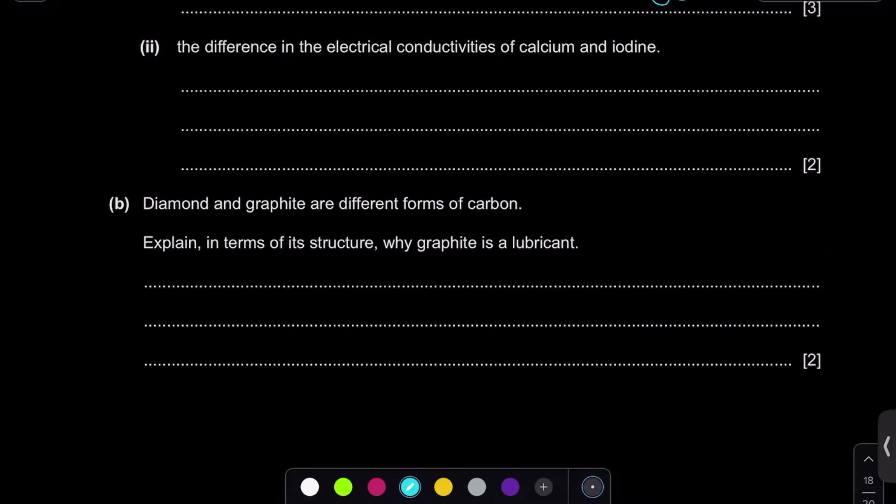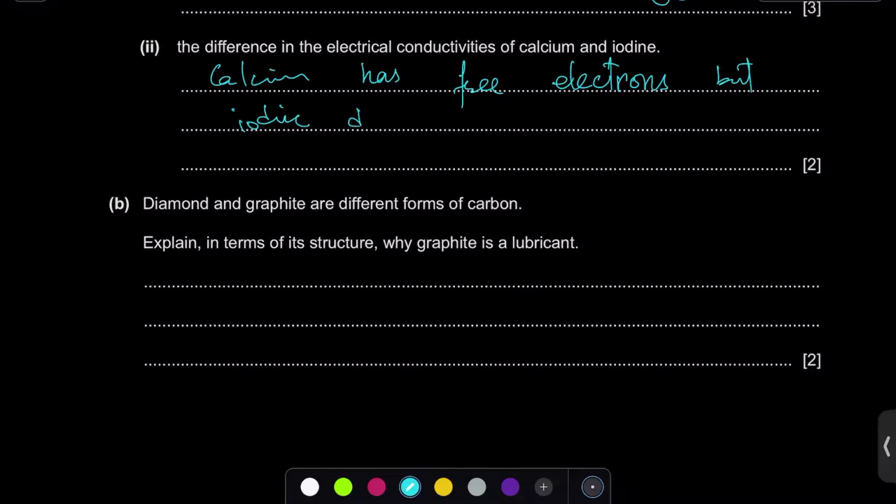The difference in electrical conductivity of calcium and iodine. The electrical conductivity difference does not come because of the way they're bonded. It comes from availability of free electrons. So we'll say that calcium has free electrons. Don't write ions, don't write just electrons, it's about free electrons. But iodine does not.